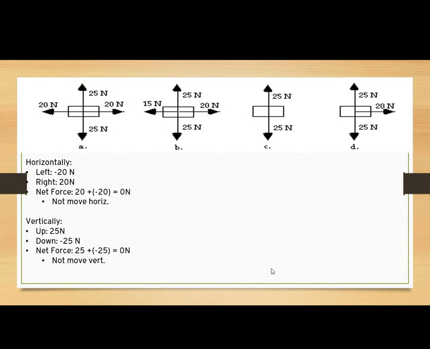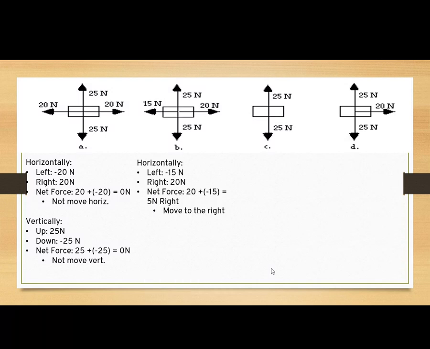Vertically, we have 25 newtons up, and then we have negative 25 newtons down. Once again, we have the same number vertically, it's just different directions. So these forces are also balanced in this direction. And then when we add them, we get 0. So if you're catching on to the pattern, balanced forces will give you a 0 net force.